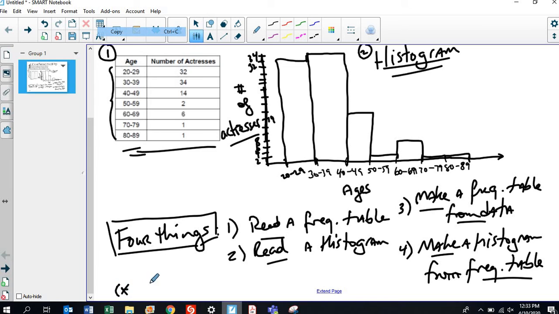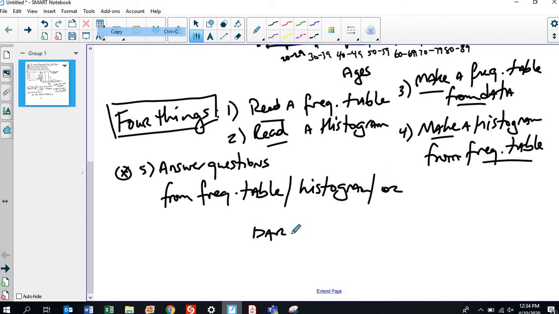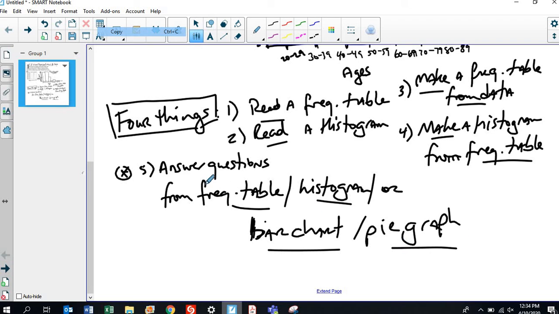Okay, and then obviously there's a 5th one, which is answer questions from a frequency table or a histogram, but also a bar chart, right? Or a bar chart or a pie graph. So you have to be able to read all of these, but you only have to be able to create these 2. Okay? So that's the plan.